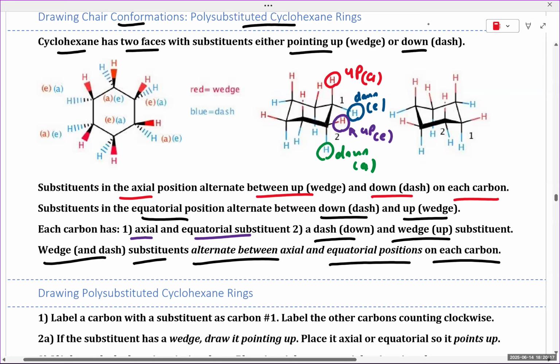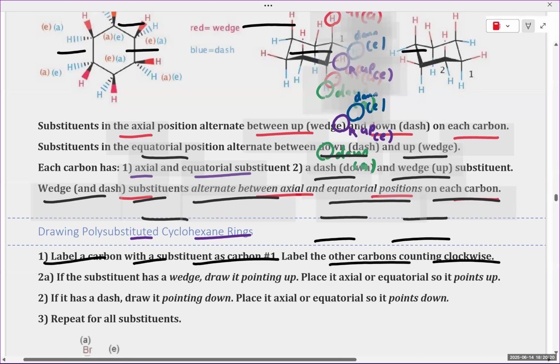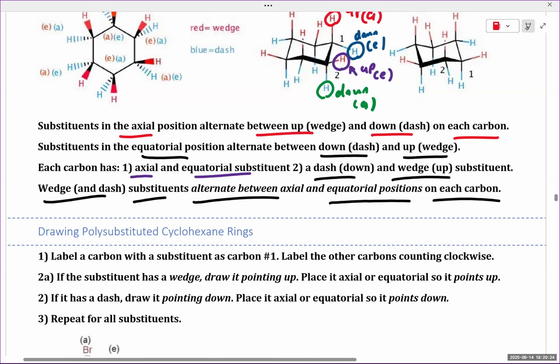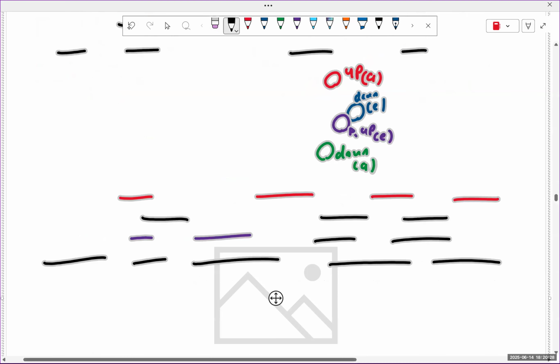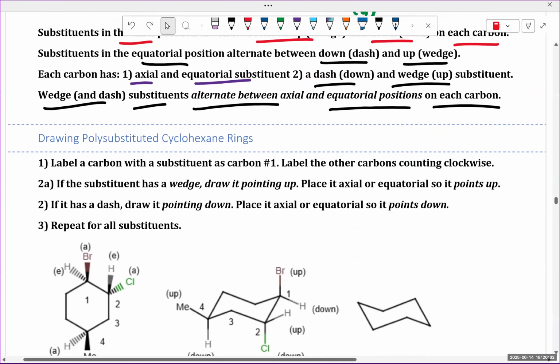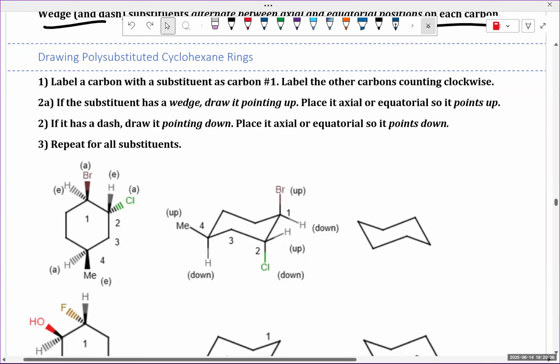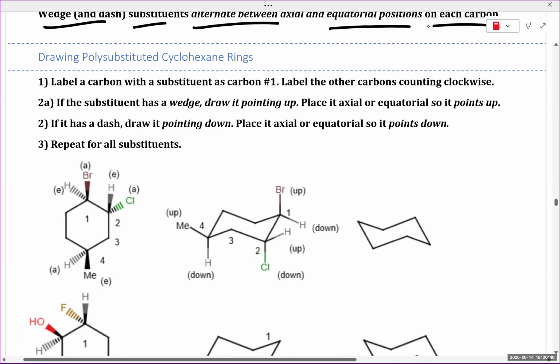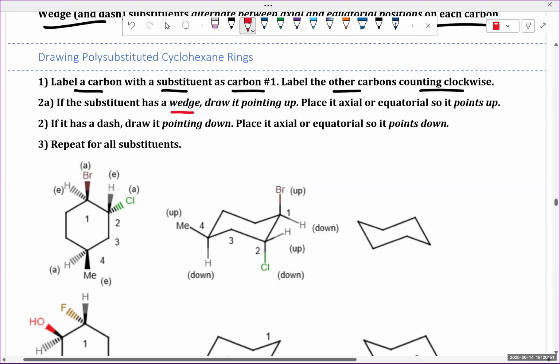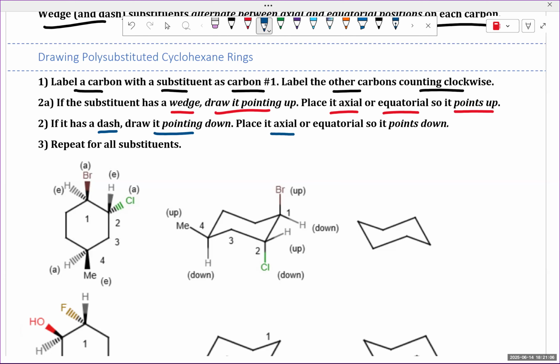So what can we do with this observation? Well, there are a few things that we can do. We can use this observation to draw polysubstituted cyclohexane rings. So the approach I like to take is you label a carbon with a substituent as carbon 1. You label the other carbons counting clockwise. Next, if the substituent has a wedge, on carbon 1, draw it pointing up. Place it axial or equatorial so it points up. If it has a dash, draw it pointing down, and you place that substituent axial or equatorial so it points down. Repeat for all substituents.